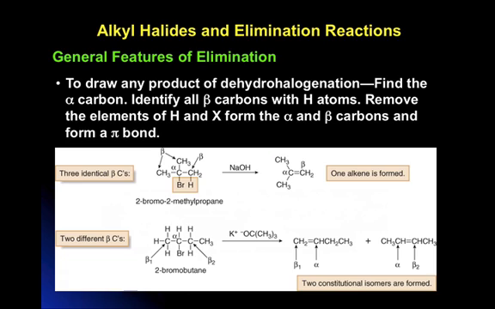Now, in this example, notice we have our alpha carbon and three identical beta carbons. So Terry, does it matter where we get the hydrogen from, if the three beta carbons are all identical? It doesn't matter, does it? We just chose this one to show that we're losing this hydrogen and this bromine. But if we were to lose the hydrogen from here and the bromine from here, we'd end up with exactly the same product. We couldn't really tell, right?